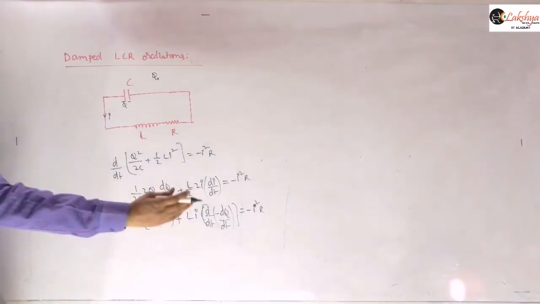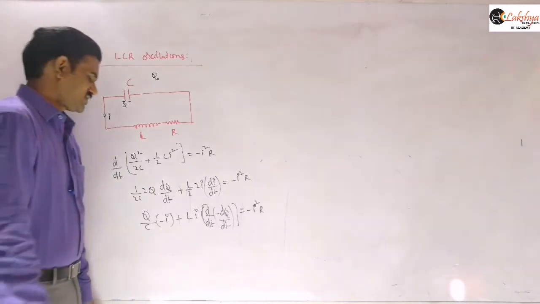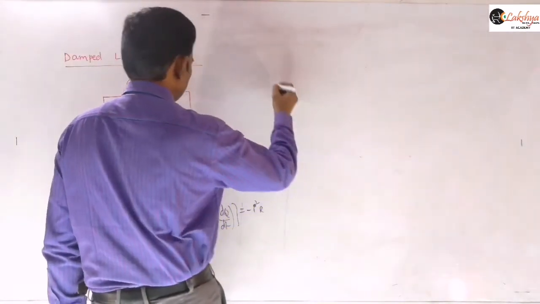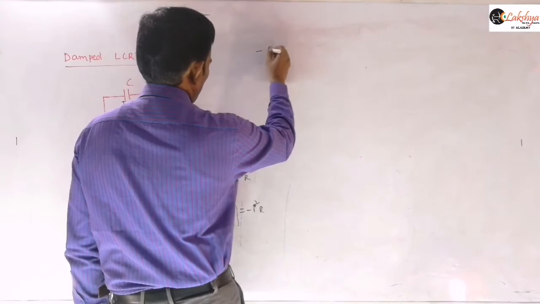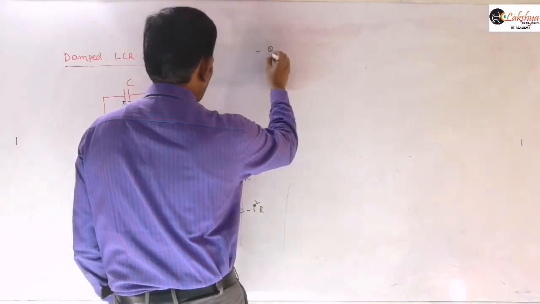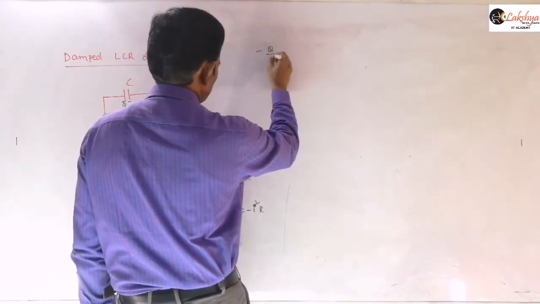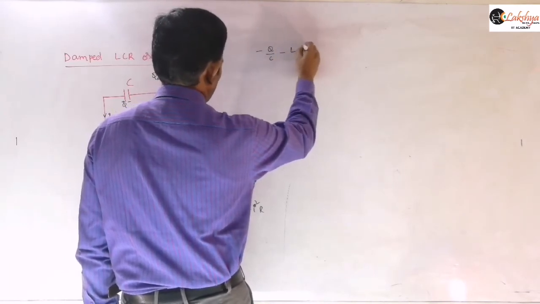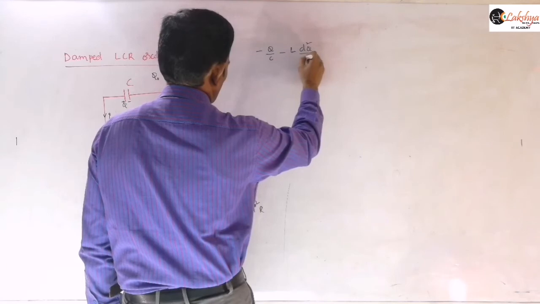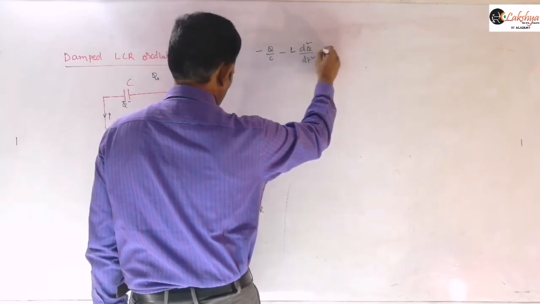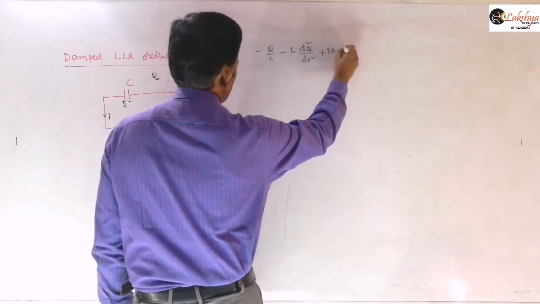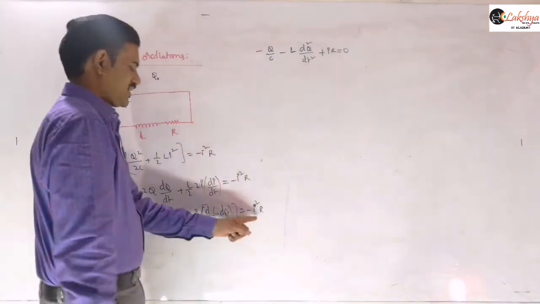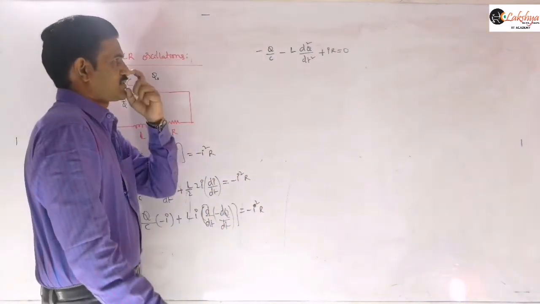So then one I value you can cancel on both sides there, then you can write this as minus Q by C minus L into d square Q by dt square plus IR is equal to 0, right? So one I will be cancelled, I am writing that term this side.